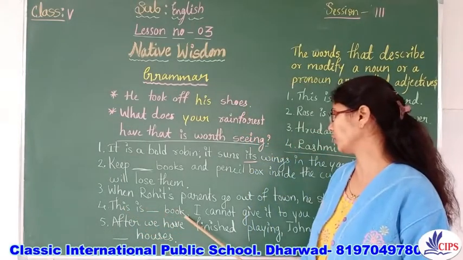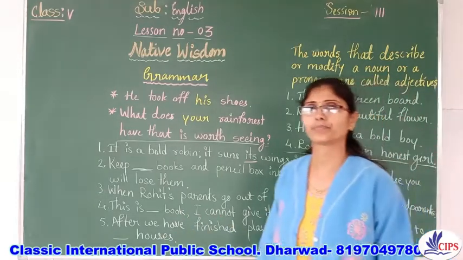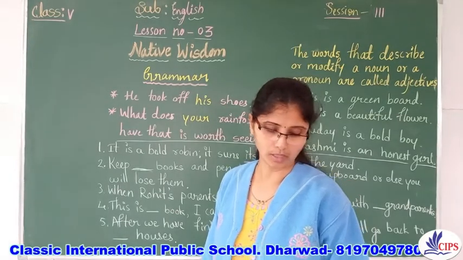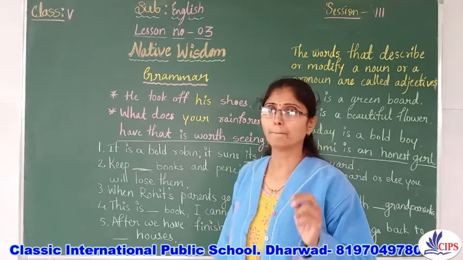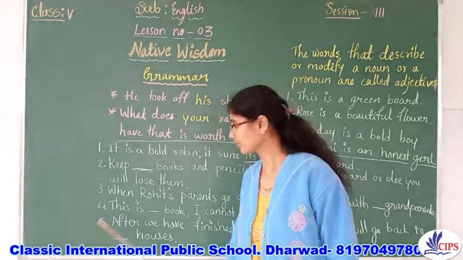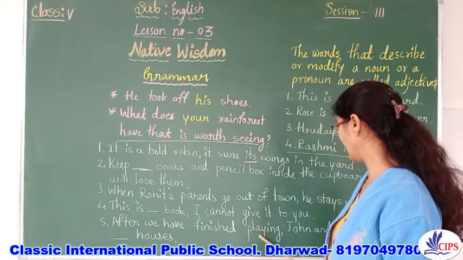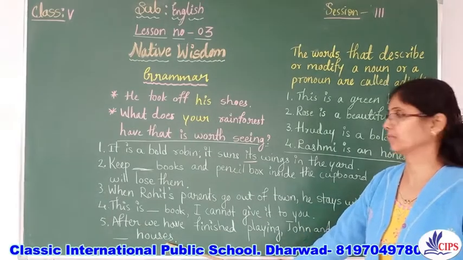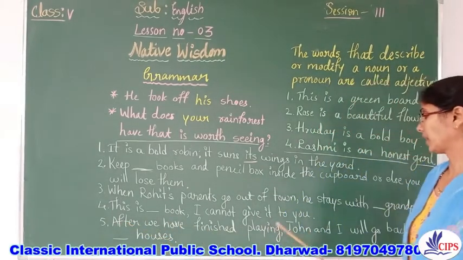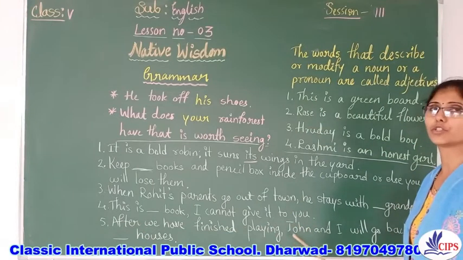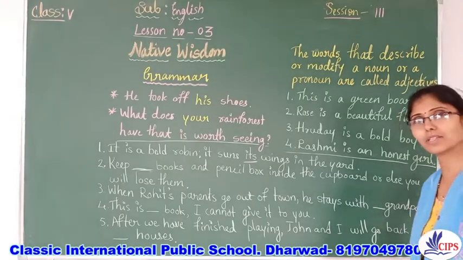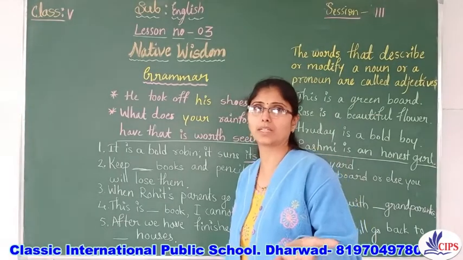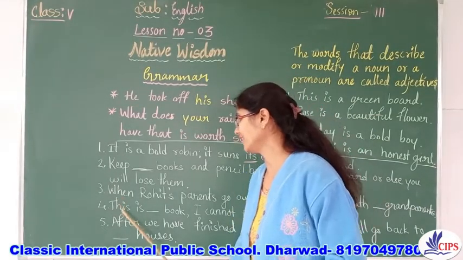Okay, children, after the next one. This is dash book. I can't give it to you. Here two words are remaining now. What are those? Her and our. So better to observe the next sentence also. After we have finished playing, John and I will go back to dash houses. Here observe properly. Here two members are there, John and I. So whose houses? Our houses. Getting, children? Our houses. Which word remaining now? Her. So we can use that here.